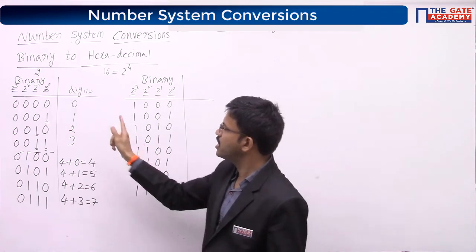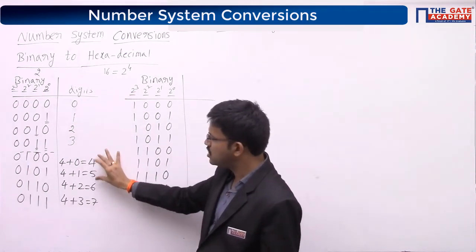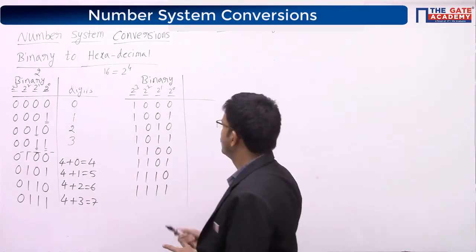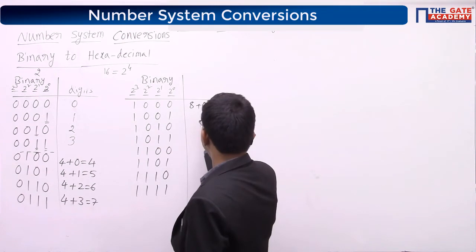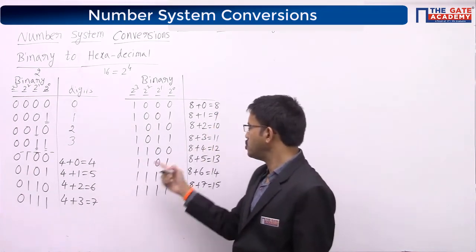So that means here I will add 8. 2 cube is nothing but 8. So I will add 8 to this equivalent value, so that I will get the equivalent values of these 8 combinations. So 8 plus 0 is 8, 8 plus 1 is 9, 8 plus 2 is 10. So the equivalent value I am getting is 0 to 15.